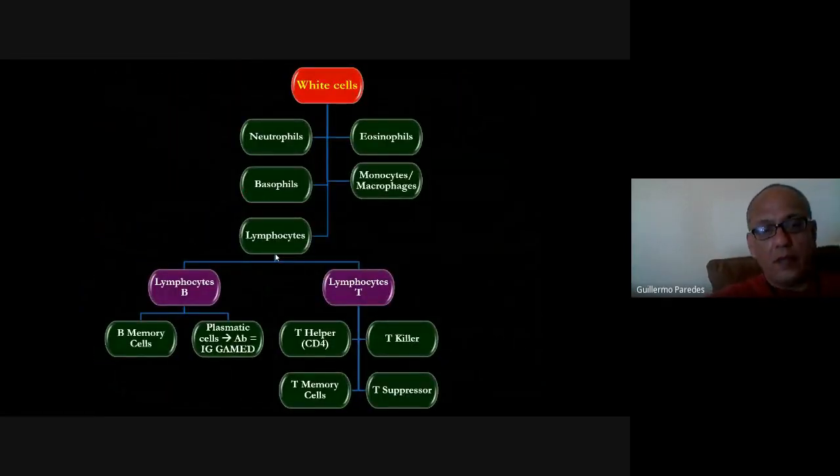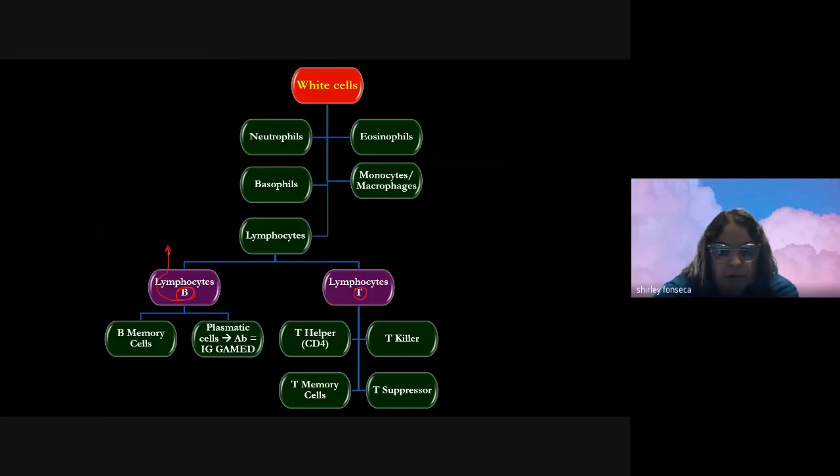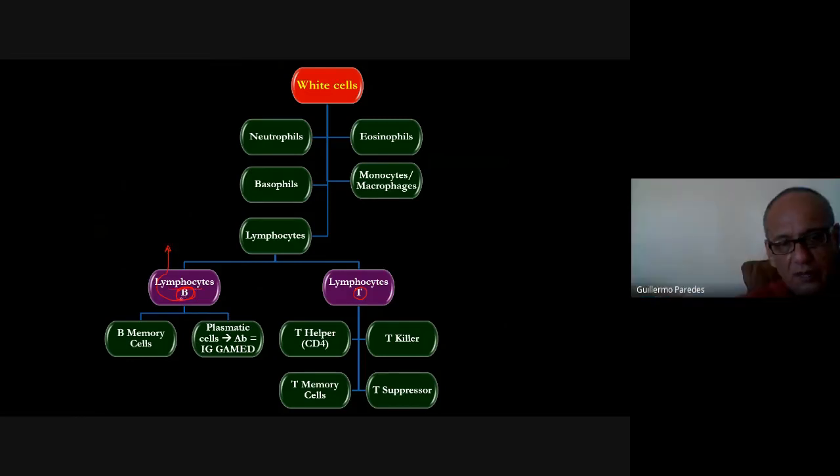So the B memory cells, we have the lymphocyte B and the lymphocyte T. Let's make a summary. Let's start like this. Okay, so we have the lymphocyte B. Why do you think it's called lymphocyte B? Why lymphocyte B? Why lymphocyte T? For B cells? What are B cells?